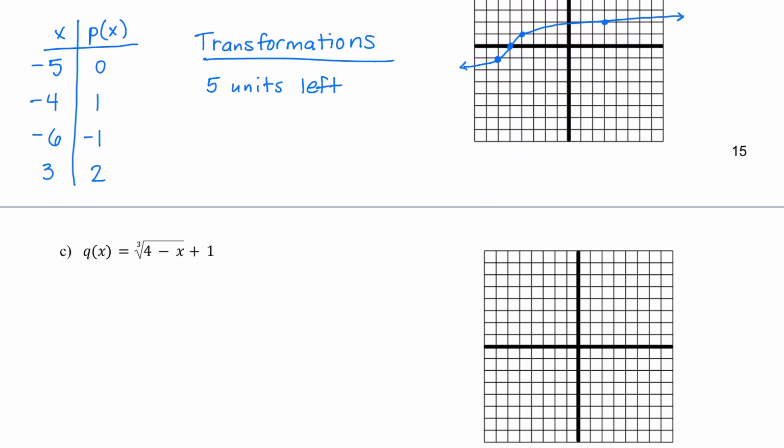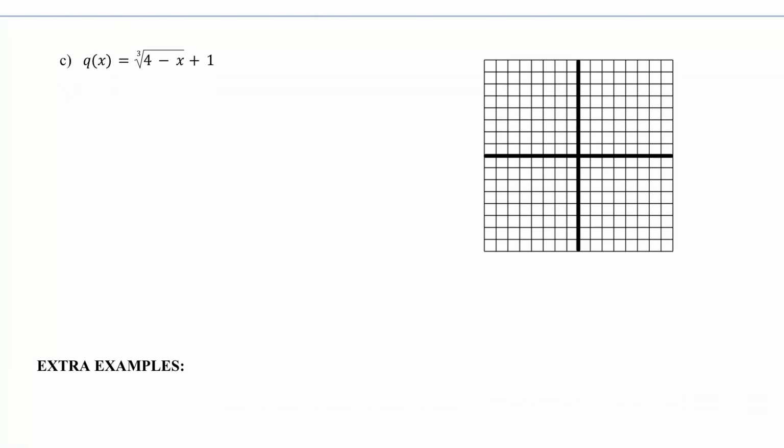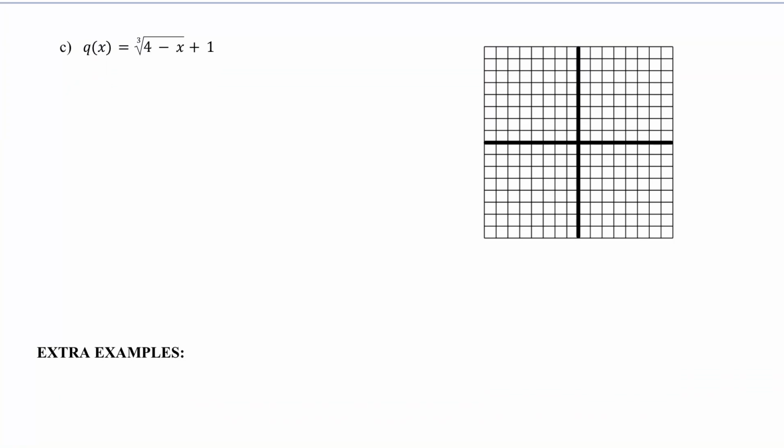All right. So letter C here has more than one transformation going on. Go ahead and pause the video now. See if you can find the domain and range, graph a handful of ordered pairs, and then name the transformations for q of x equals the cube root of 4 minus x plus 1. All right, hopefully you at least found the domain and range as all real numbers.